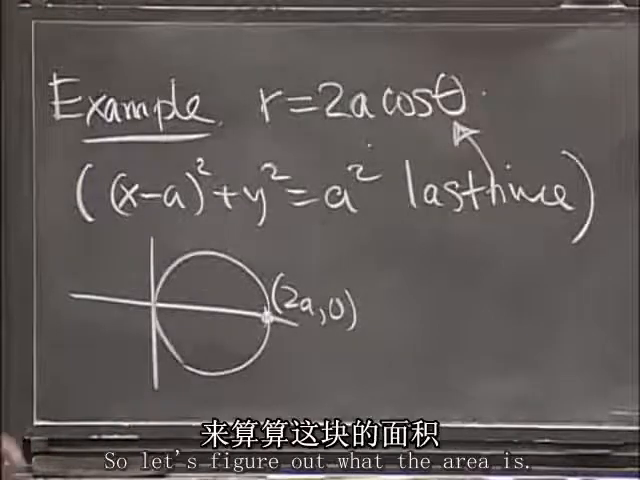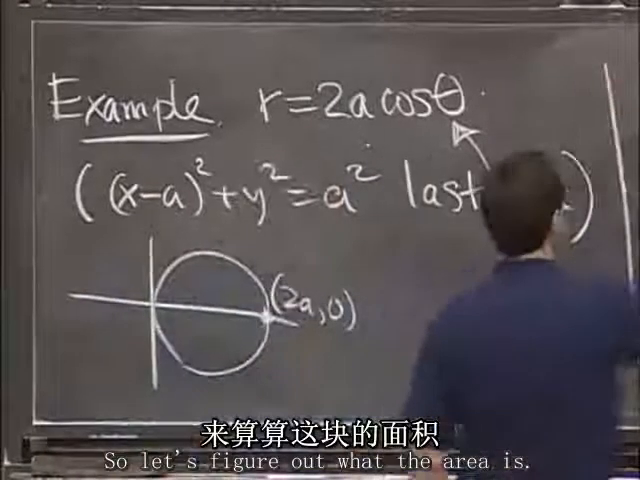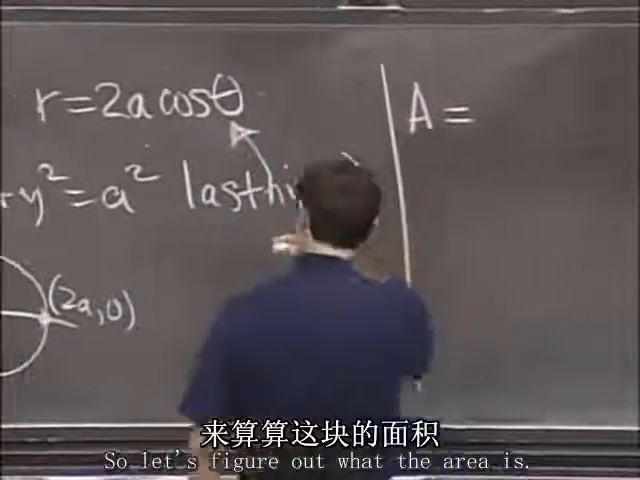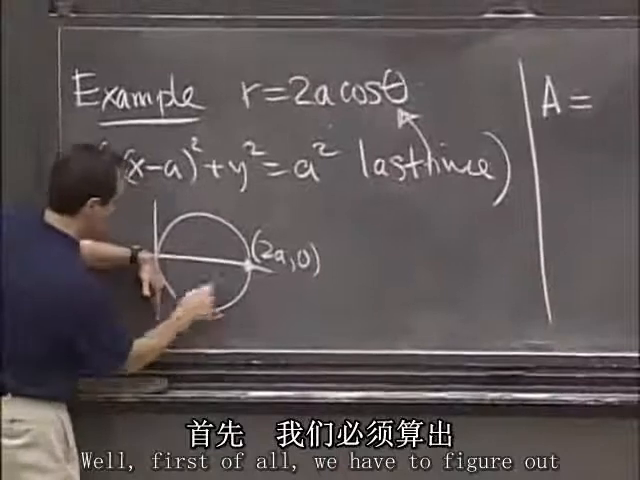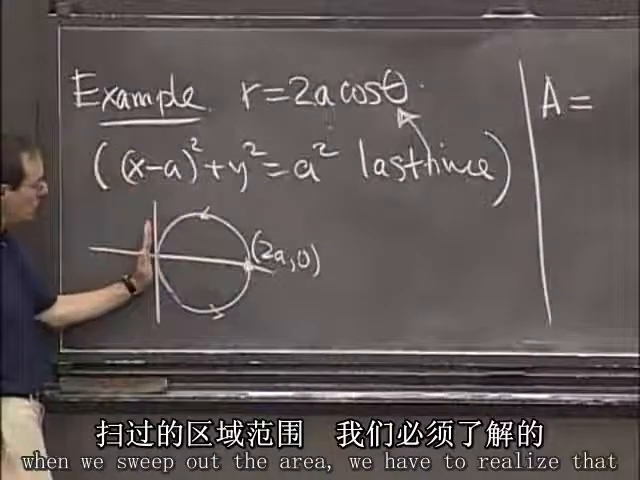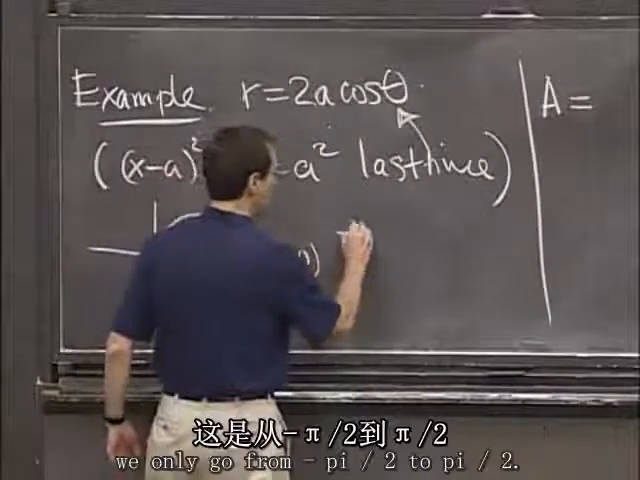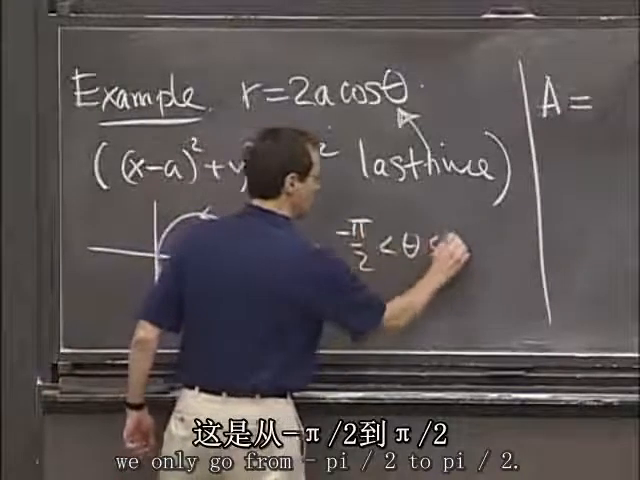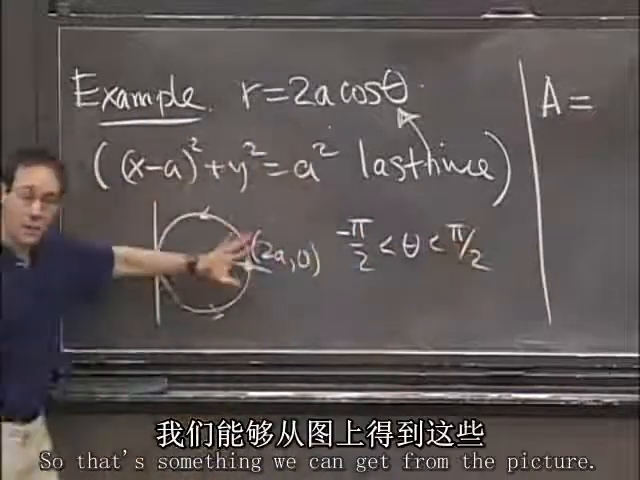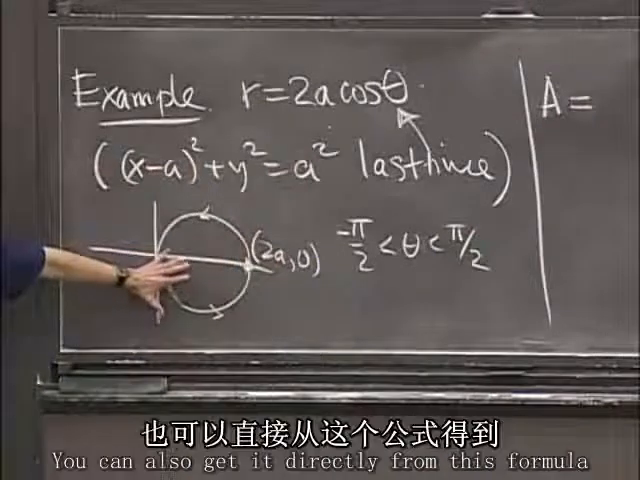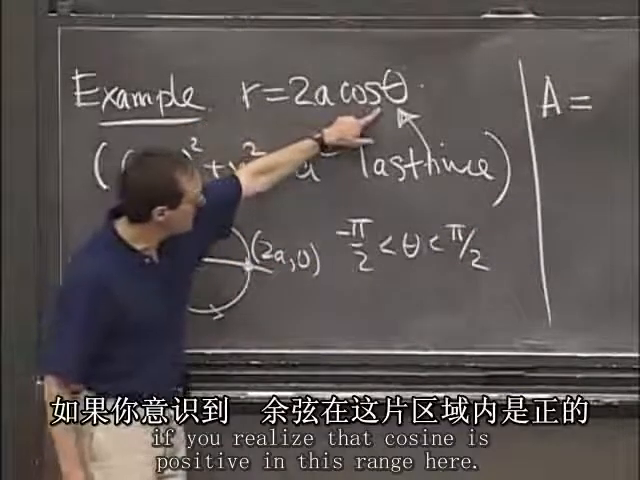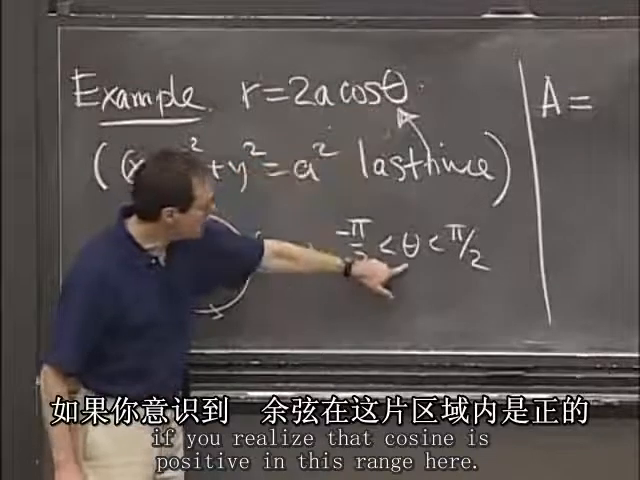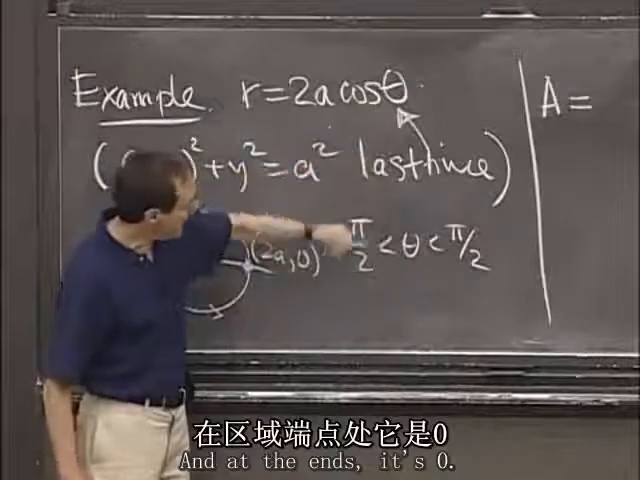All right, so let's figure out what the area is. Well, first of all, when we sweep out the area, we have to realize that we only go from minus pi over 2 to pi over 2. So that's something we can get from the picture. You can also get it directly from this formula if you realize that cosine is positive in this range, and at the ends, it's 0.